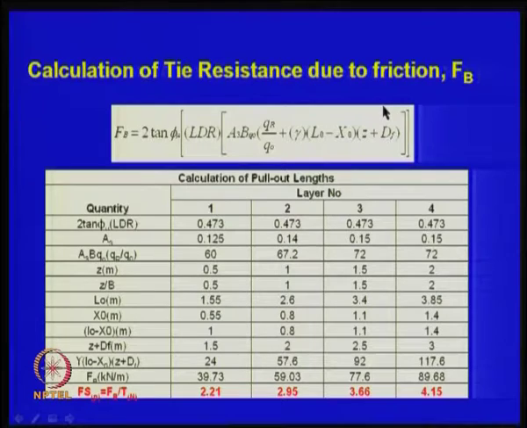Now, you go to the second term, Fb. It is nothing but the calculation of tie force, tie resistance due to friction, pull out resistance. Here also I try to put the same quantities in a simple way, because there are 1, 2, 3, 4 layers, it is easy to calculate like this. You have this factor A3 in this, 2 tan phi mu into LDR, they are all known. A3 is known, all those quantities I am simply calculating here.